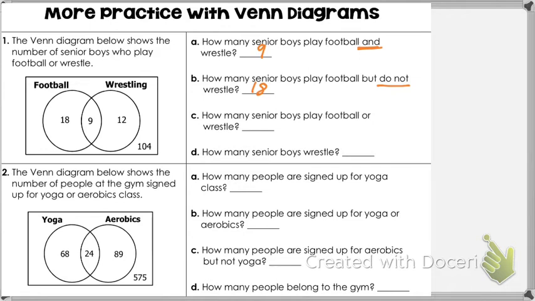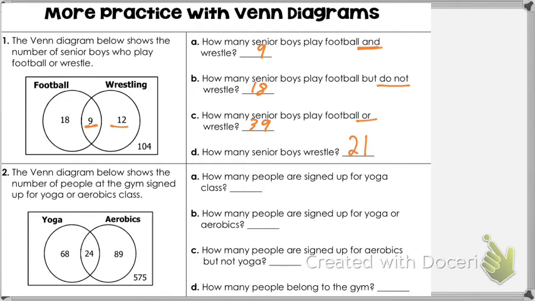How many senior boys play football or wrestle? So we want the total of these. So we have to add all 3 of these numbers because this is just football, this is both, and this is just wrestling. So 18 plus 9 plus 12. That's going to be 39 senior boys that play football or wrestle. And the wording on each of these is important. And then how many senior boys wrestle? Well, you might be inclined to say 12 because we see it right there. But these 9 that do both are included in that. So how many wrestle? You have to say 9 plus 12 and get 21.